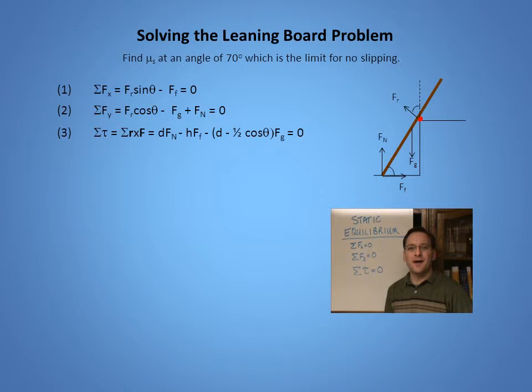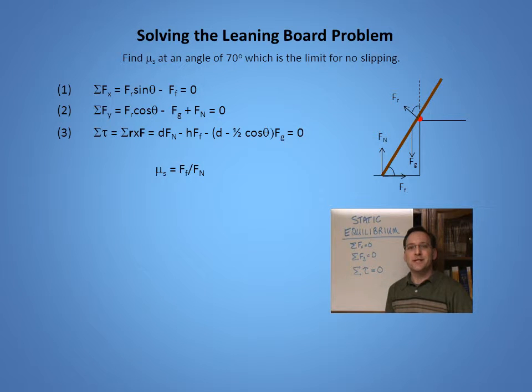We are trying to find mu sub s, the coefficient of static friction, at an angle of 70 degrees, which is the limit for not slipping for this problem. We know that mu sub s is equal to the force of friction divided by the normal force, or F sub f divided by F sub n. So we need to find expressions for the force of friction and the normal force with the given information.